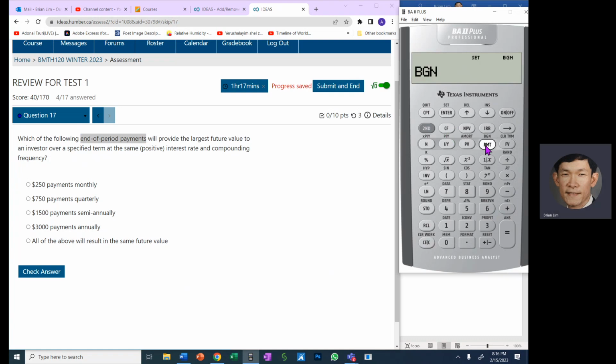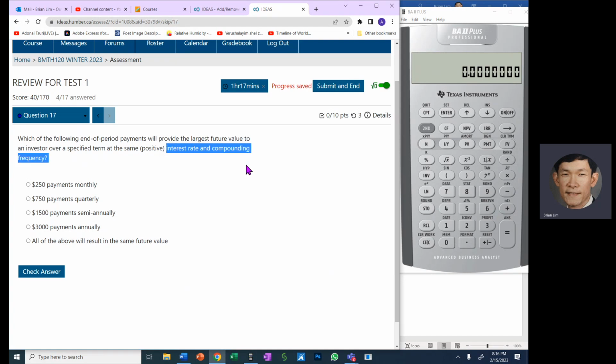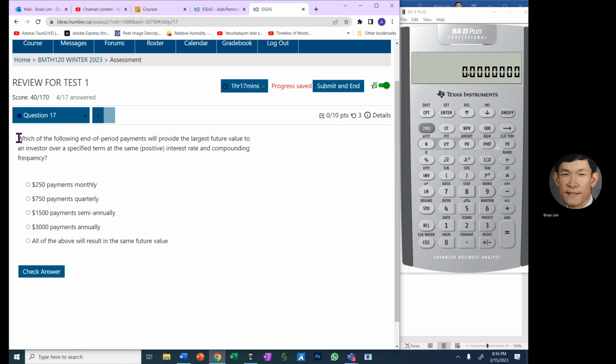So second PMT, second enter, and that puts us into the end mode, and we can come out of there by clicking on the clear button. All right, so we want to provide the largest future value. Okay, the interest rate is the same and the compounding frequency is the same. So what does that mean? Well, it means that we can choose any value for the interest rate, right?